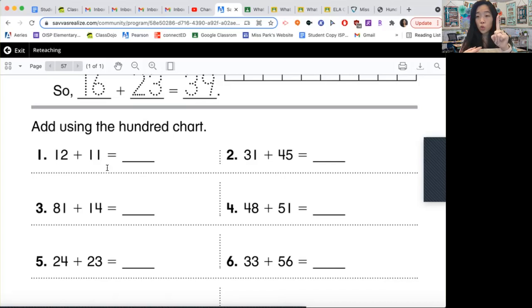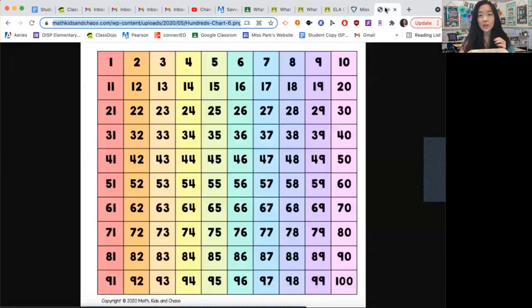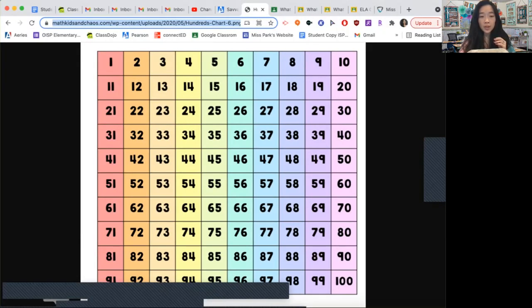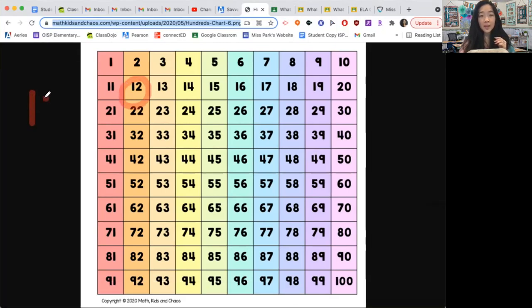Okay. Show me on your finger. We are doing question 1. What question are we doing? 1. 12 plus 11. Ready, guys? So we are on 12 plus 11. What you're going to do is circle the number 12. Now, the number 11 has 1 ten. So you're going to drop down 1 row. And then it has 1 one. So you're going to move to the right 1. What number do we stop at? 23. So for question number 1, you are going to say 12 plus 11 equals 23.